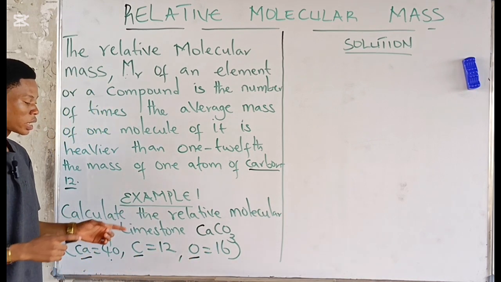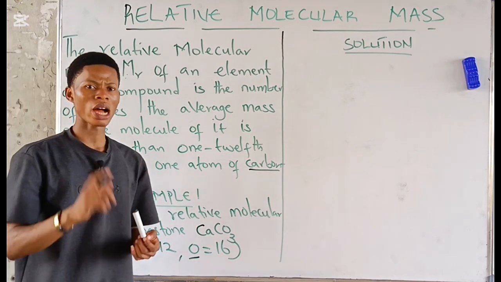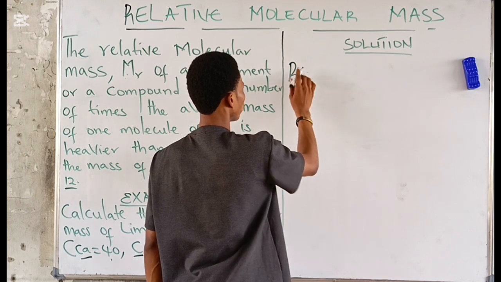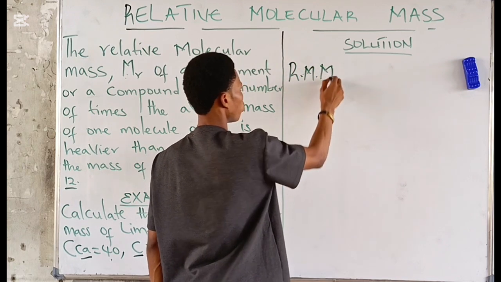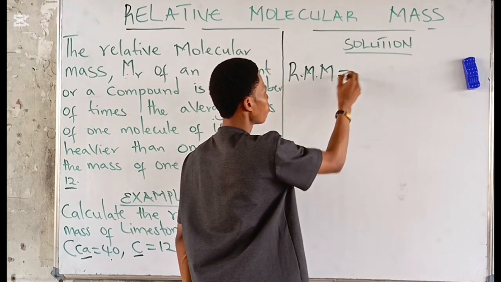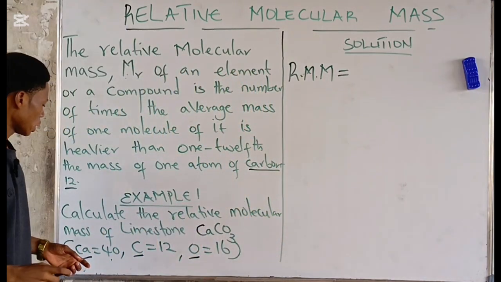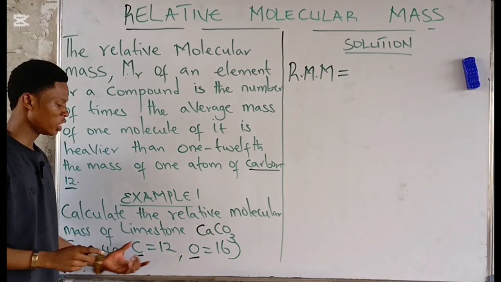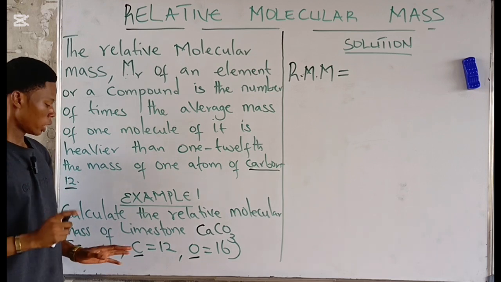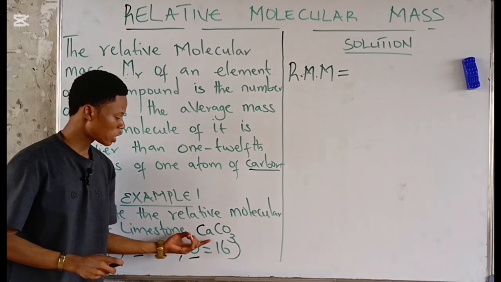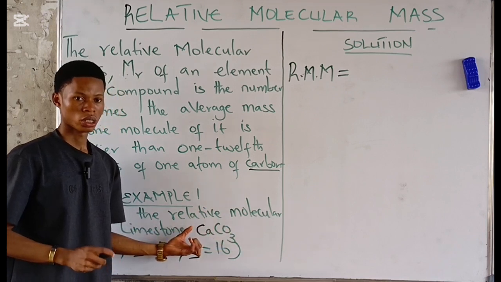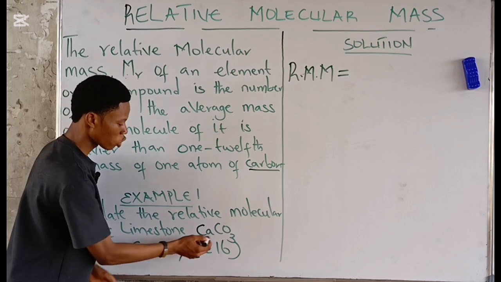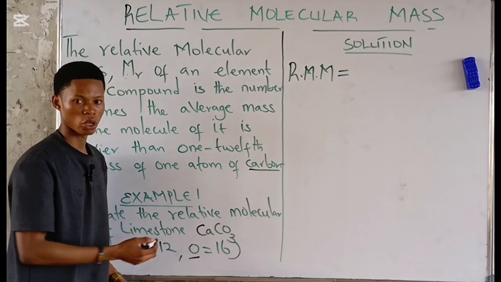Now we are asked to calculate the relative molecular mass. Anytime you're asked to calculate the relative molecular mass, just like I told you, you can use Mr to represent it. The relative molecular mass of a compound or an element is the summation of the relative atomic masses of the individual elements that make up that compound. Let me say that again. You are asked to calculate the relative molecular mass of this compound. It is simply the summation of the relative atomic masses of the individual elements that make up that compound.